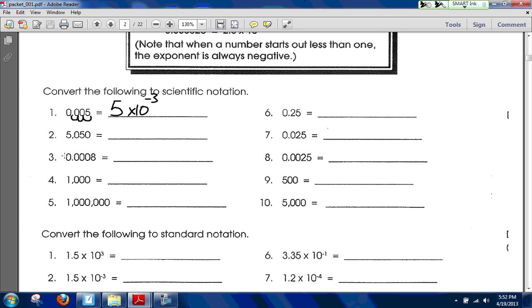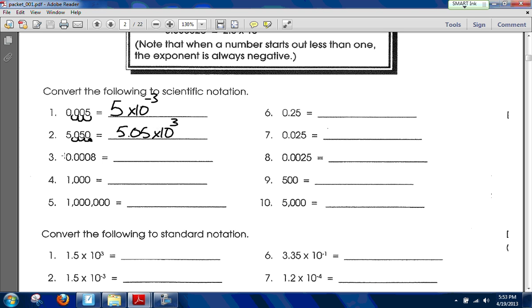Okay? Next thing I'm going to do is number 2. So my decimal isn't shown. It's actually right here. So I'm going to move it 1, 2, 3 places. This is 5.05 times 10 to the 3rd power. Now, another way that you can remember whether it's a positive or a negative exponent is if it's a small number, it's a negative exponent. If it's a big number, it's a positive exponent. 0.005 is a small number. It gets a negative exponent. 5,050 is a big number. It gets a positive exponent.